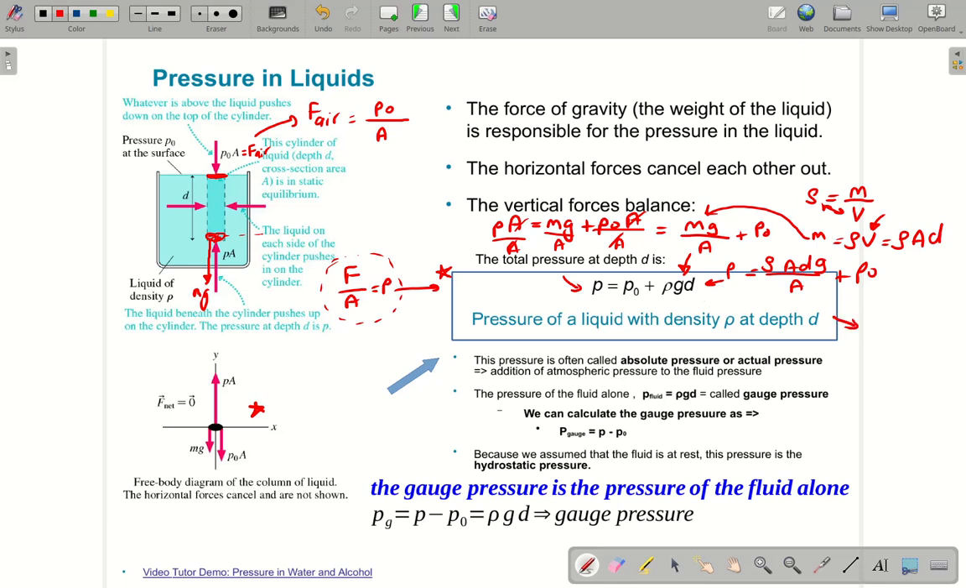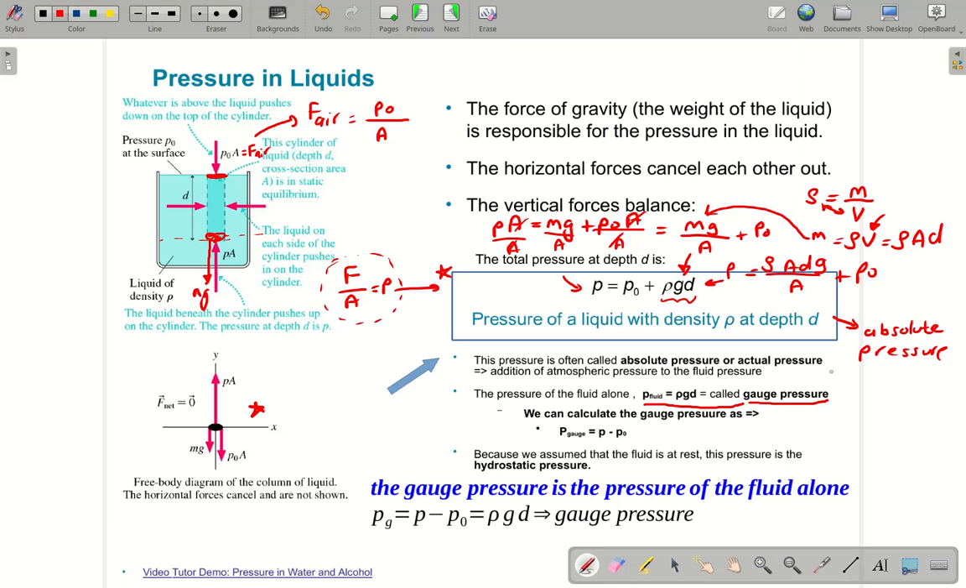There's a terminology here I want you folks to be aware of. This is often called absolute pressure or actual pressure. If I'm looking for the pressure here, of course, if my container is open to air, I should add the air pressure as well. But there is also a name called gauge pressure. You might not be aware of that idea. I just want to tell you what it is. Gauge pressure is simply the pressure of the fluid only. So in this context, it will be this term here.